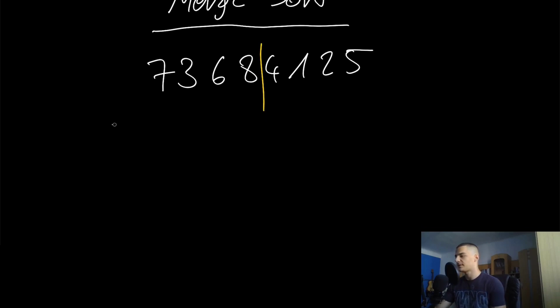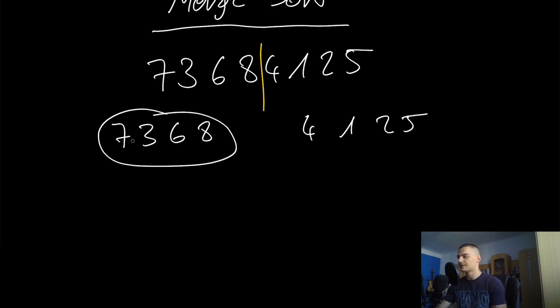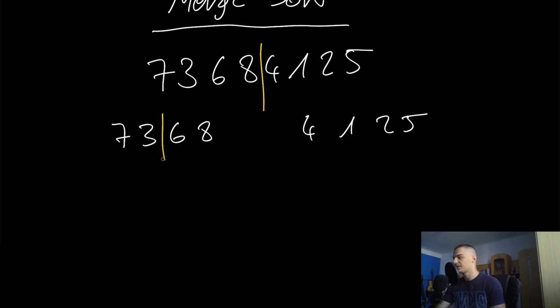So what we do is we write them down, 7, 3, 6, 8, 4, 1, 2, 5, and then we recursively call merge sort onto these lists. So now we don't care about this right part. We call the whole merge sort algorithm onto this list here. And what this means is, of course, that we split it again. So what we do is we split it here in the middle again. Same goes for this list.